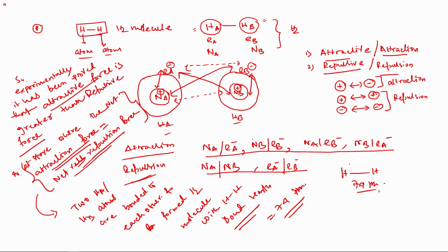So in this way, you have to consider the repulsive force and the attractive force. So there is a hydrogen-hydrogen bond, and the bond length is 74 pm. Now, what is the bond enthalpy? Or we can say, what is the bond dissociation energy?